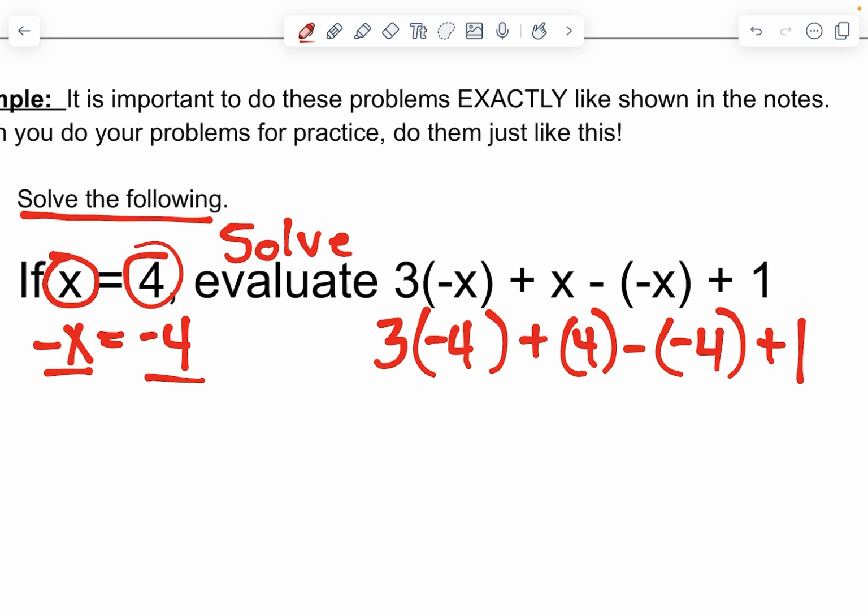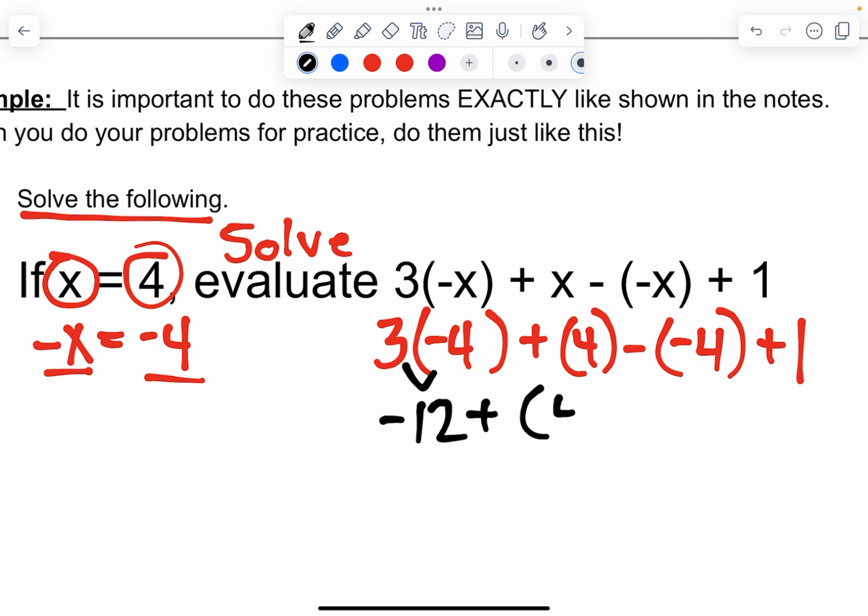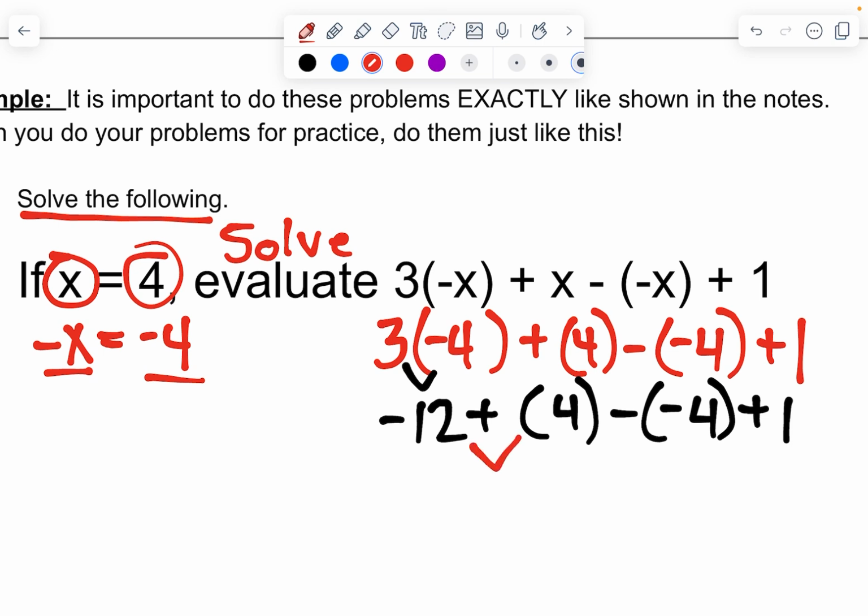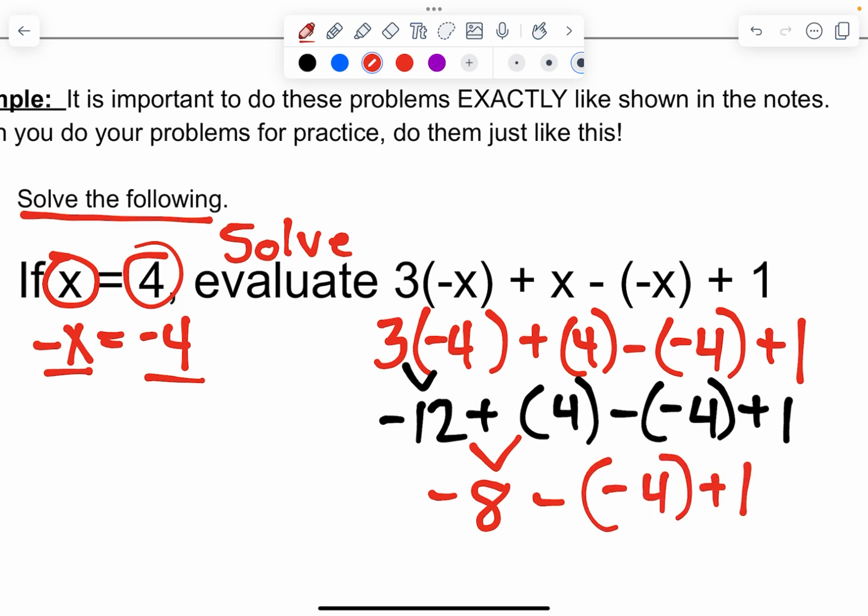So now we're going to go and do the order of operations. So I'm going to do multiplication. I get negative 12, and I'm going to copy down the rest. Again, one thing at a time. Now there's no more multiplication. I'm going to go left to right, addition, subtraction. Negative 12 plus 4 is negative 8. And I'm going to go ahead and write down the rest.